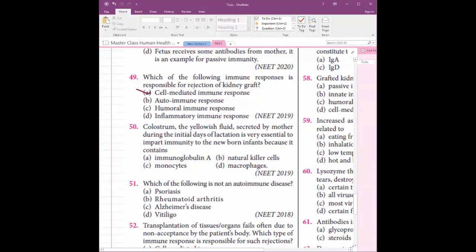Next one. Colostrum, the yellowish fluid secreted by the mother during the initial days of lactation, is very essential to impart immunity to newborn infants because it contains immunoglobulin A, natural killer cells, monocytes, and macrophages. What do you think, guys? Very nice. Parnavi is right, Mukta is right, Devank is right, Vibha is right, Sneha is right. Yes, it contains immunoglobulin A. Always remember, guys. We take this colostrum and make a delicacy out of it, kharvas. So kharvas is made from colostrum only.